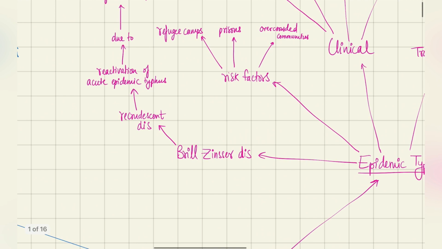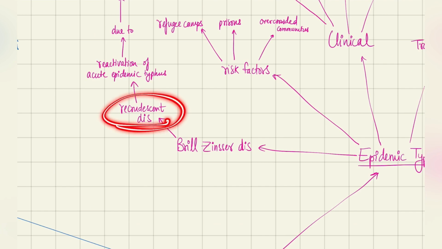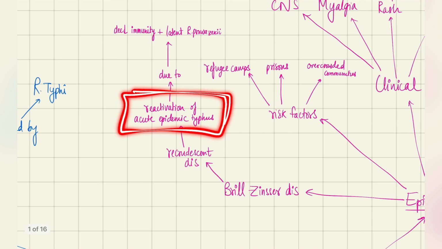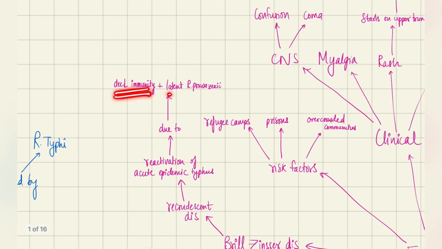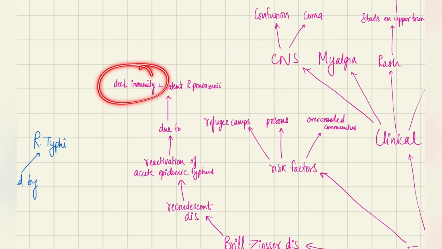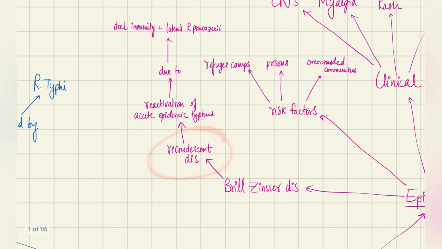There is another point if you want to remember, the Brill-Zinsser disease. Brill-Zinsser disease is basically a recrudescent disease, which means there's reactivation of the acute epidemic typhus due to decreased immunity or the latent Prowazekii. So the latent Prowazekii in the body reactivates and causes the disease epidemic typhus again, or we have decreased immunity, so now the Rickettsia can infect. So this is a recrudescent disease, Brill-Zinsser disease.